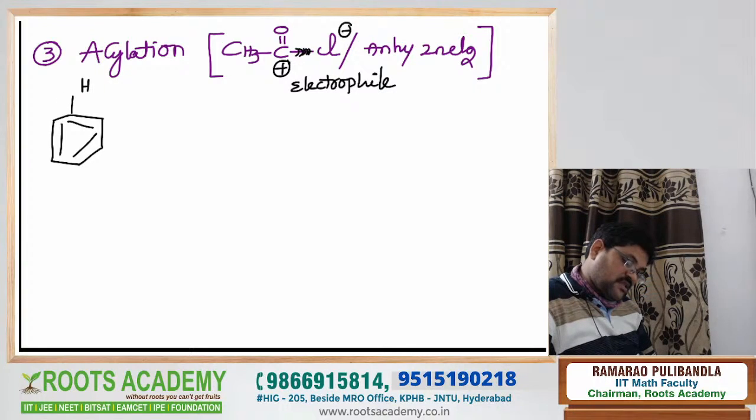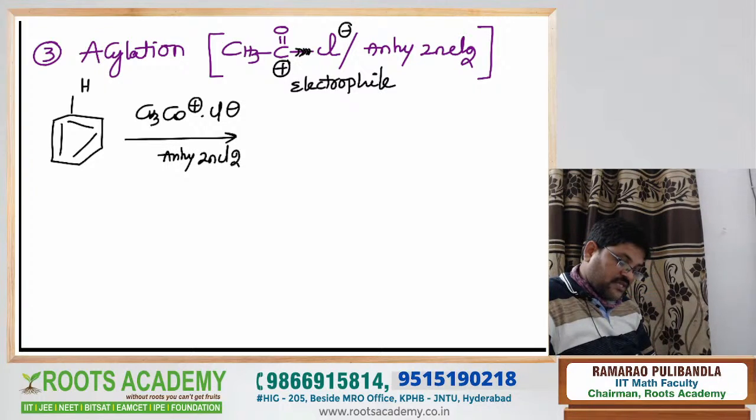Now to this benzene, we add acetyl chloride. What is acetyl chloride? CH3CO plus, Cl minus. What is the catalyst used? Anhydrous ZnCl2 is used as a catalyst. Now the simple explanation. Here in the benzene, the hydrogen is removed as an H plus ion. Now the CH3CO plus attacks the benzene.